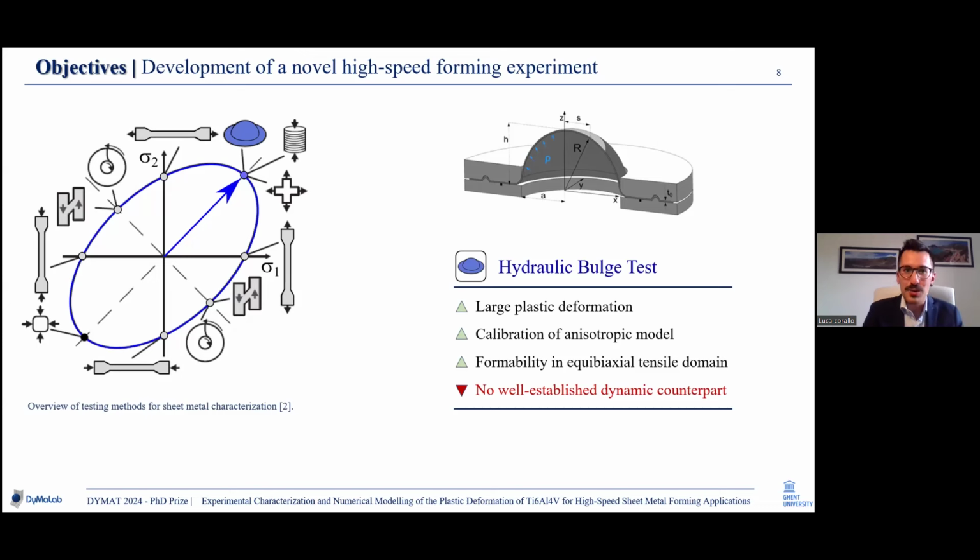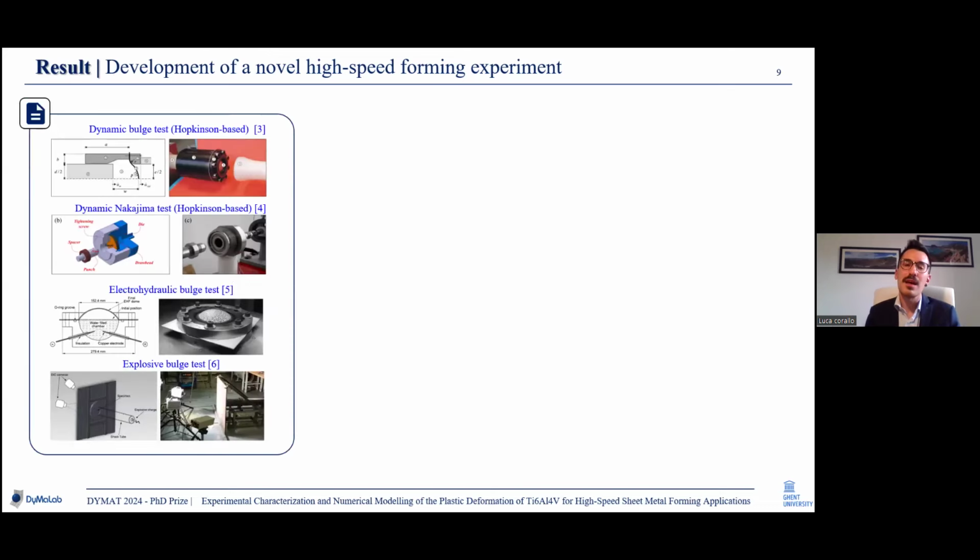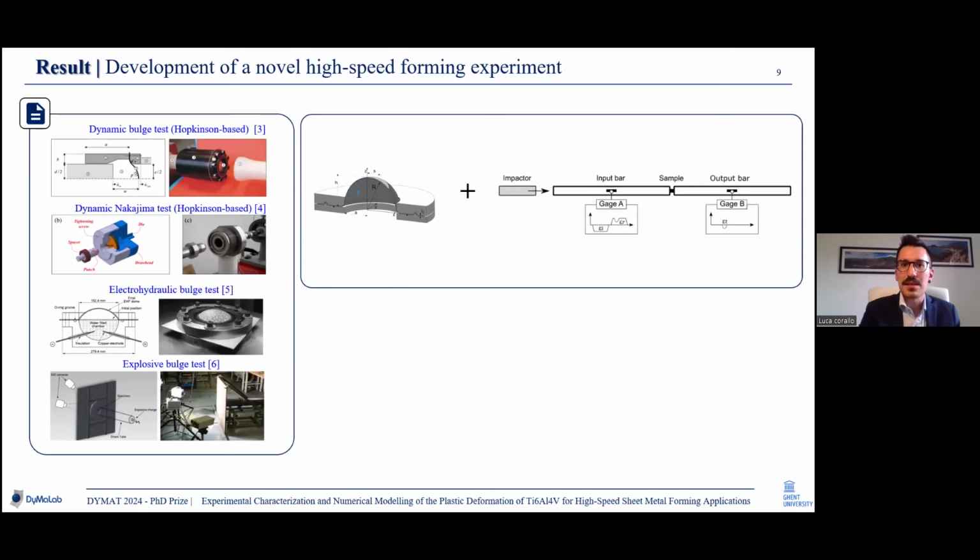At the initial stage of the design process, I went through the literature and found really inspiring works such as the dynamic bulge test, the dynamic Nakajima test, the explosive bulge test, and many more. In my specific case, I wanted to combine the hydraulic bulge test with the classical split Hopkinson pressure bar. However, as you can imagine, just placing the hydraulic chamber in between the two bars will not solve the problem. Indeed, the sample surface will be hidden by the hydraulic chamber and by the output bar, so we will not have space for the implementation of optical measurements.